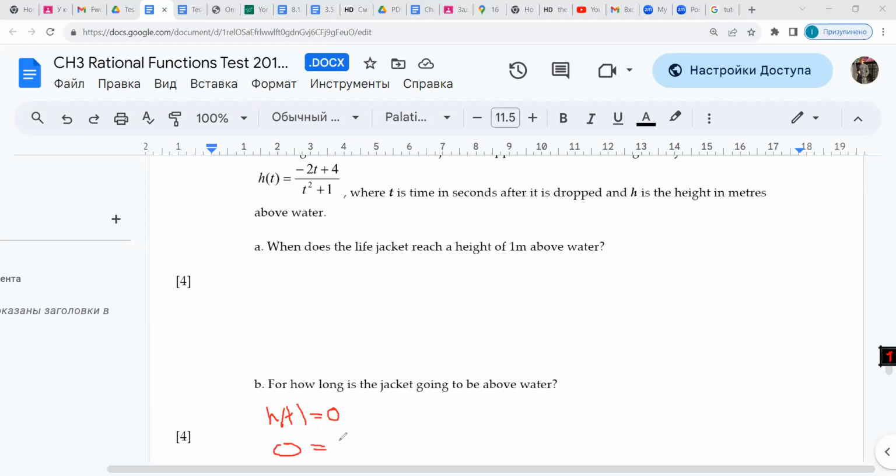So 0 equals negative 2t plus 4 over t squared plus 1. Take into account that only the numerator can make this equation equal to 0. So I say negative 2t plus 4 equals 0. This is a linear function that is easy to solve. Negative 2t equals negative 4. Thus t equals 2.